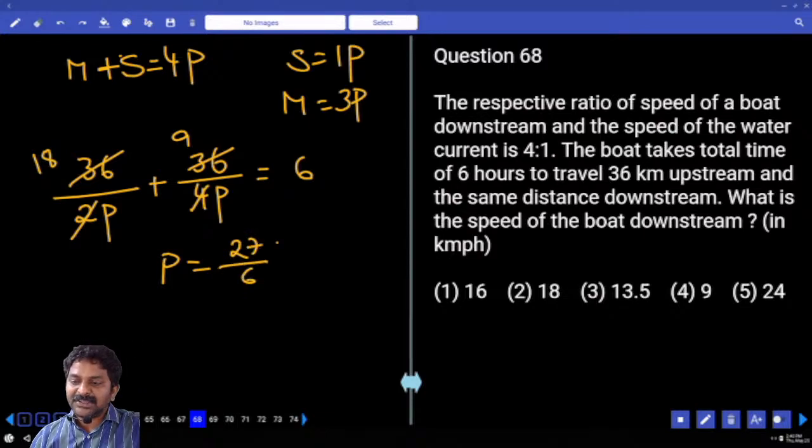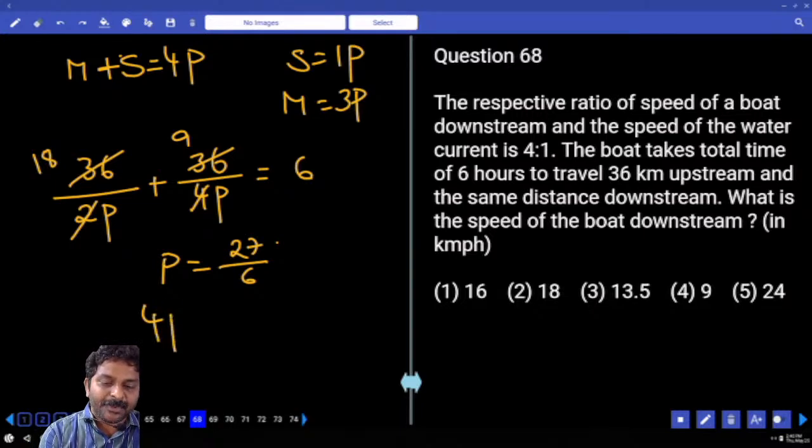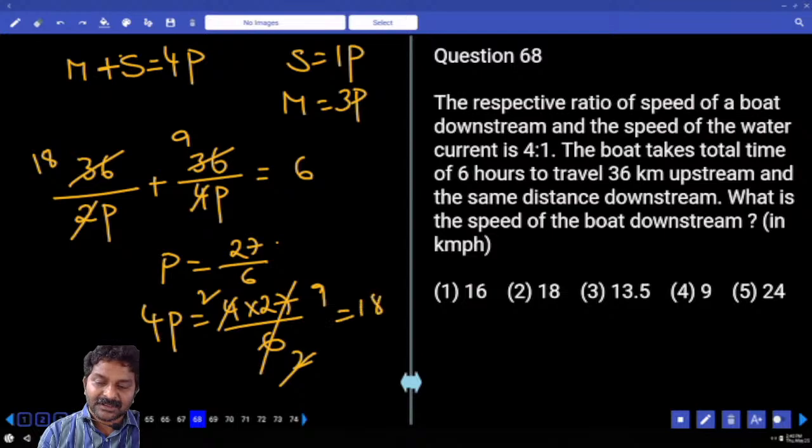Now the question is, what is the speed of the boat downstream? Downstream in the sense 4 parts only. Matladandi. 4 into 27 divided by 6. 3, 2 times. 9 times. 2 times. 18.